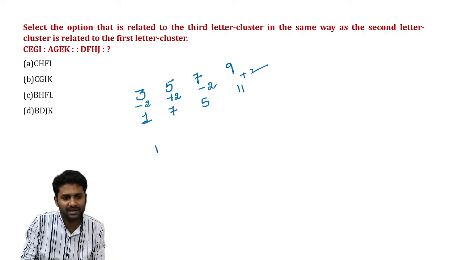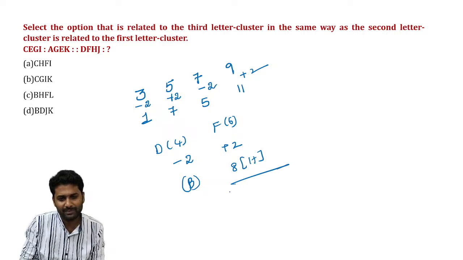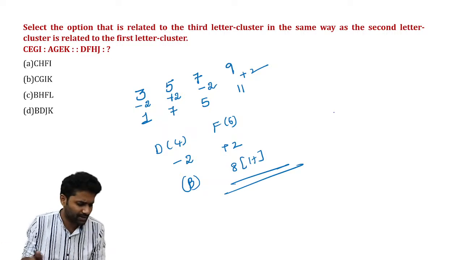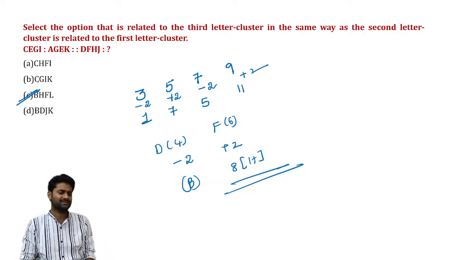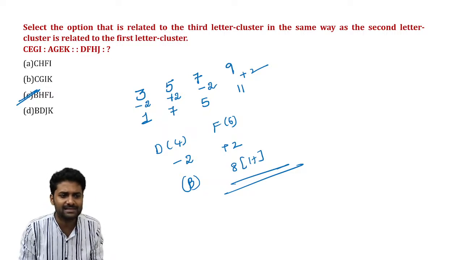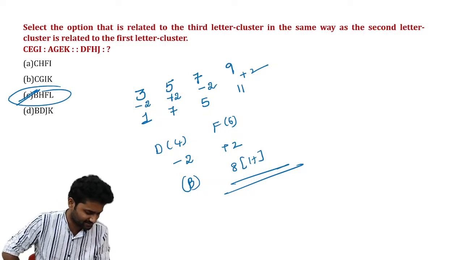The same way, D, as you are aware of that, fourth letter, minus 2, we require B. Same way, F. F is the sixth letter, plus 2, we require the eighth letter, H. So we require BH. So don't look into the remaining two. You can get that option with the help of those two letters. B, H, F, L is the correct sequence. So here, according to the question, C is the correct answer.